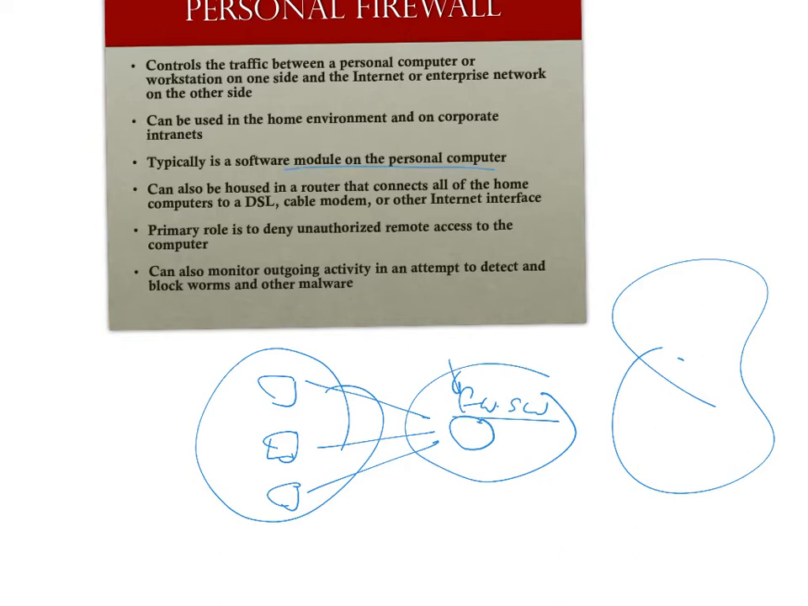Typically it is a software module that runs on a personal computer or the router. It can also be housed in a router that connects all of the home computers to DSL or to modems or to other. So here, for example, could be a DSL line to the external network. It can also monitor outgoing activity in an attempt to detect and block worms.